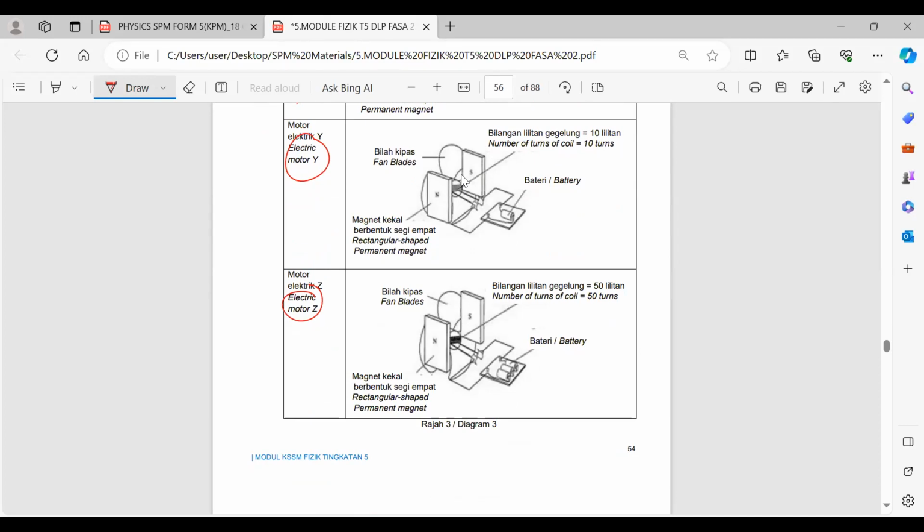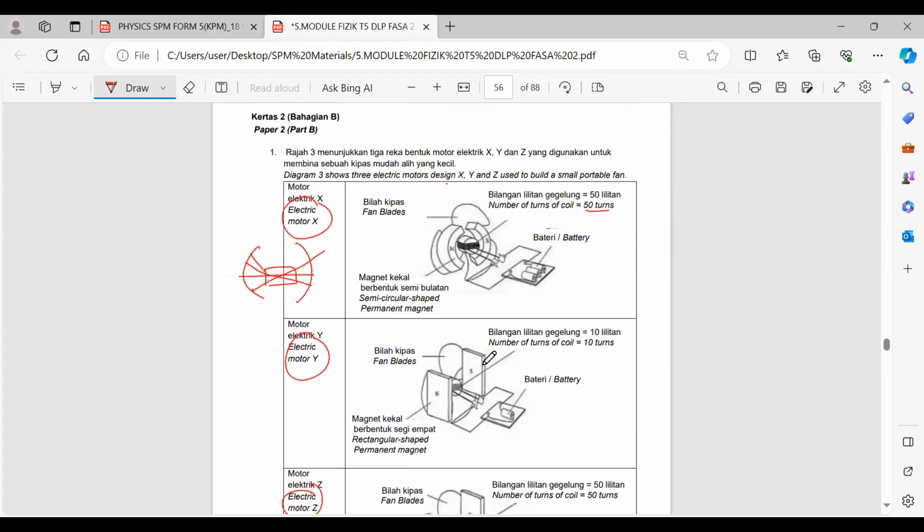Then electric motor Z. So you have the fan blades, a rectangular shape permanent magnet, and the number of turns of coil is 50. So this one has number of turns of coil 50, but rectangular shape, not good, and fan blades. Okay, so this is the specification that is given.